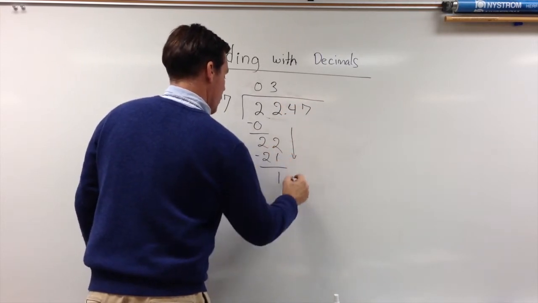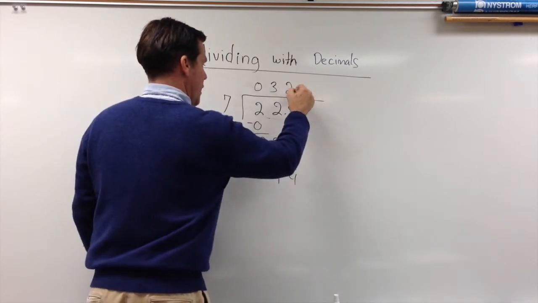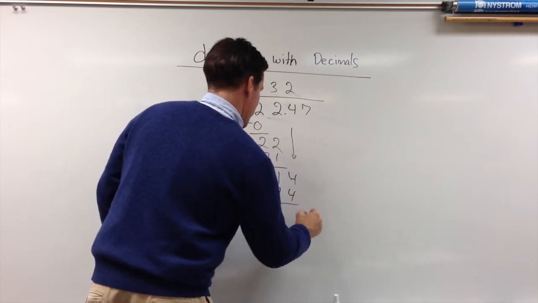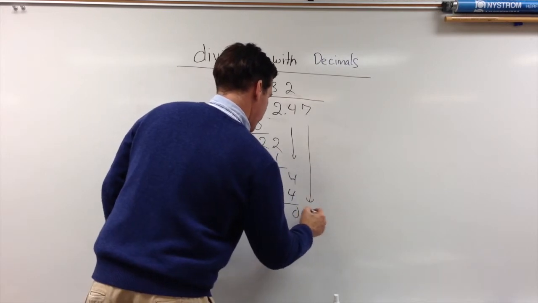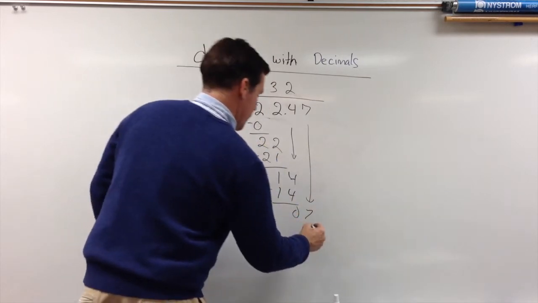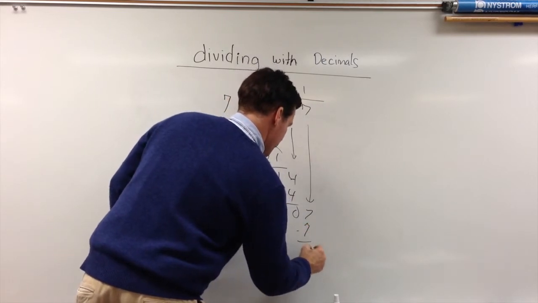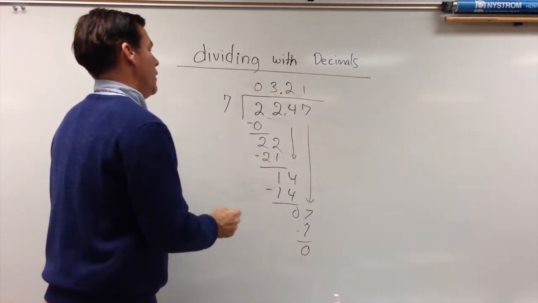Bring down the 4. 7 goes into 14 2 times. That is 14. That's a 0. Bring down the 7. 7 goes into 7 1 time. Okay, I'm done. I put my decimal point over here.